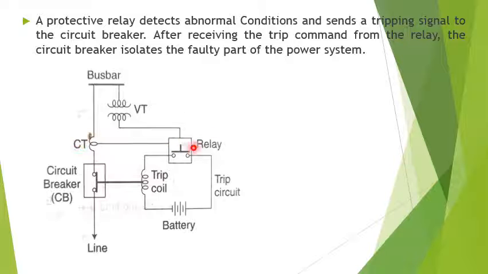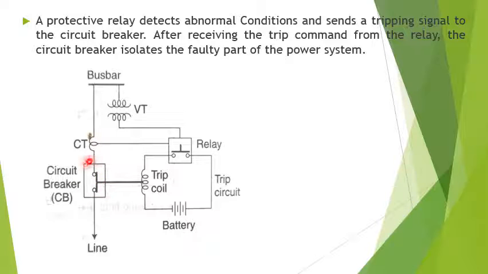Now in the relay there is a preset value which is set. If the normal current exceeds that preset value, then a fault has occurred. Once the fault has occurred, the relay contact is going to close this particular tripping circuit. The tripping circuit consists of a trip coil and a battery. Once the relay closes the contact, current flows from the battery, and because of the battery current, the trip coil gets energized. Therefore, the contacts of the circuit breaker are opened, thereby isolating the faulty part from the power system.